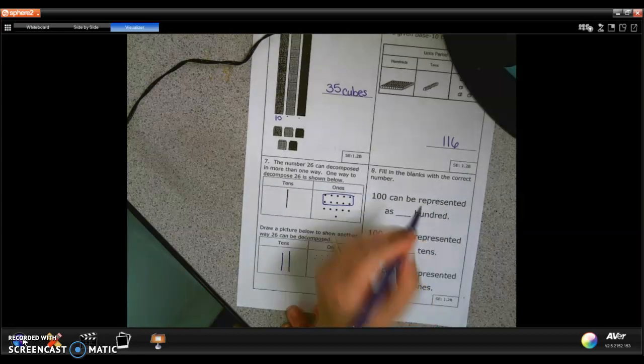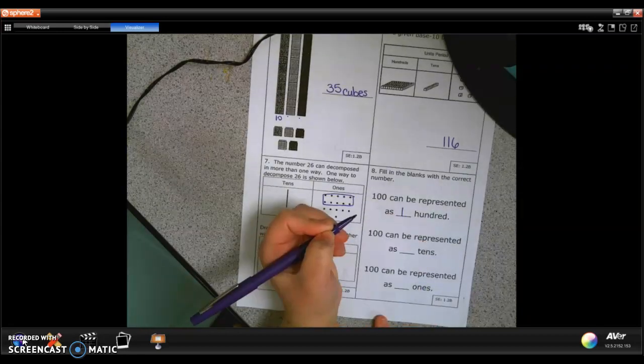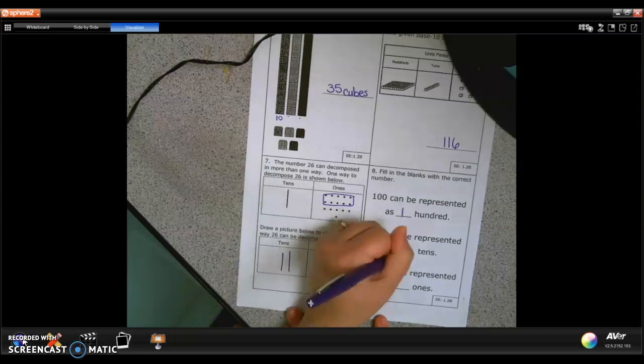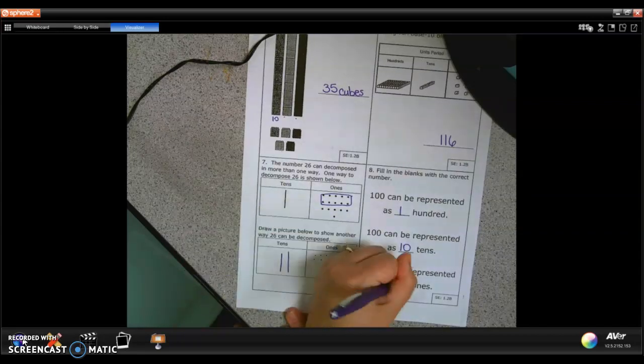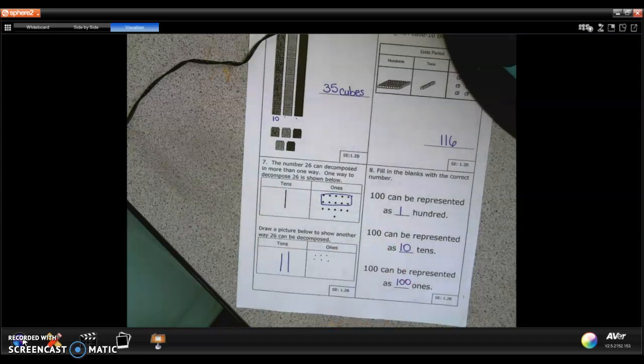100 can be represented as 100. 100 can be represented as 10 tens. And 100 can be represented as 100 ones.